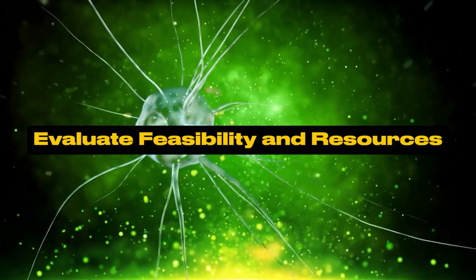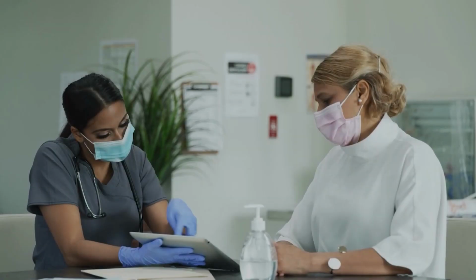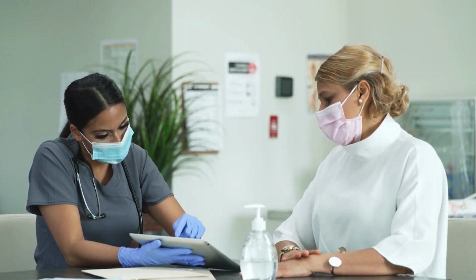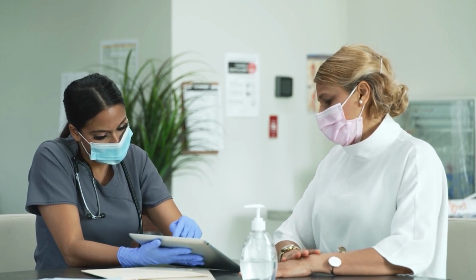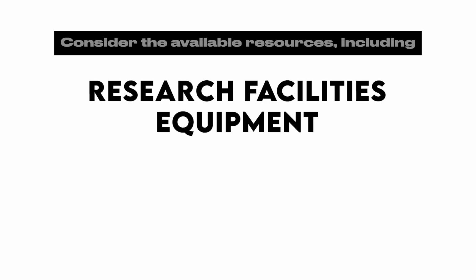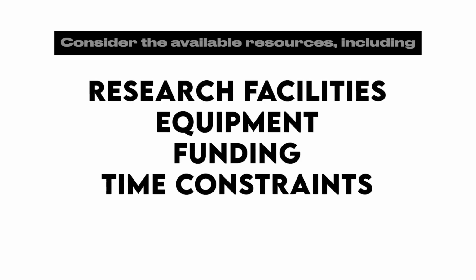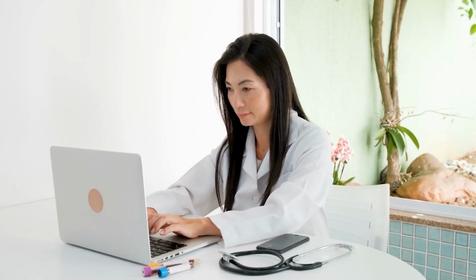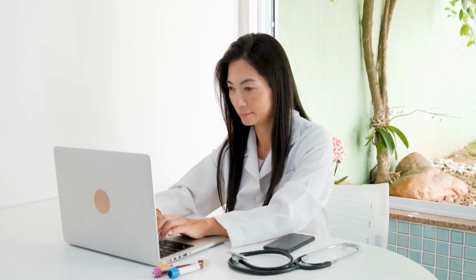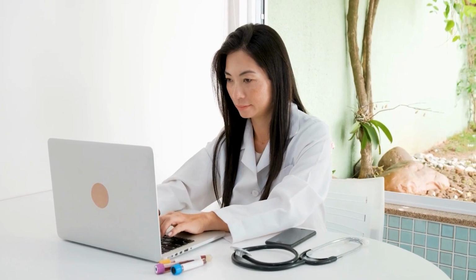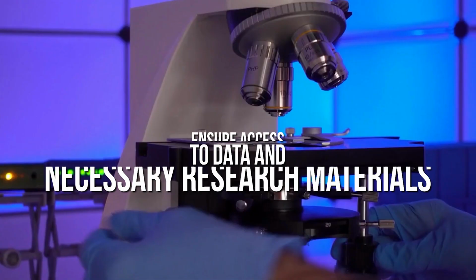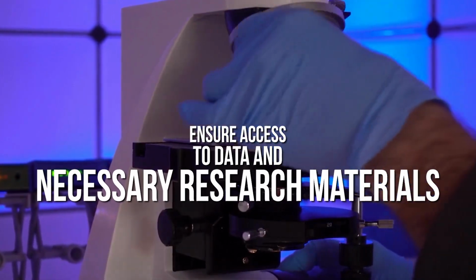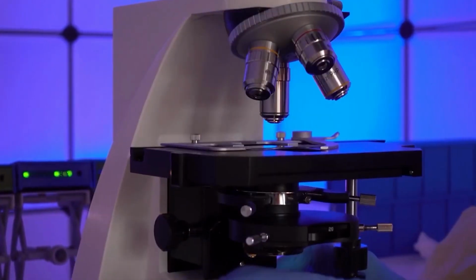Evaluate feasibility and resources. Next, it's essential to evaluate the feasibility of your shortlisted topics. Consider the available resources, including research facilities, equipment, funding, and time constraints. Assess if the chosen topics align with the resources and support available to you. Ensure that you have access to the necessary research materials and data to pursue your chosen topics effectively.